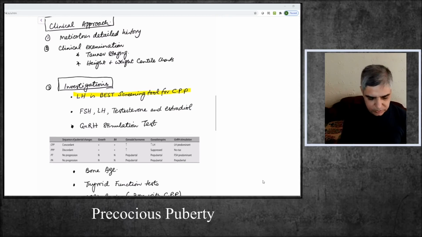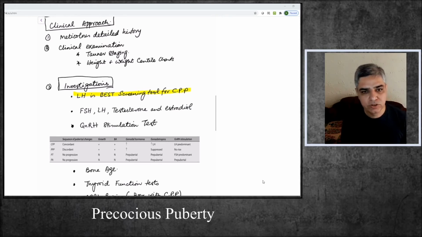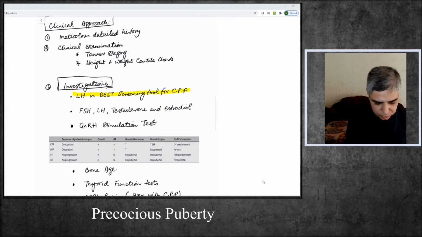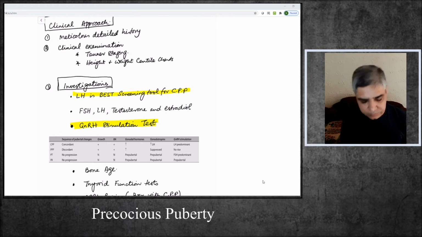And once you have done that, then the most important test to differentiate between central and peripheral, or in other words, gonadotropin dependent and gonadotropin independent precocious puberty, is the gonadotropin releasing hormone or its analog stimulation test. So this is the most important test to differentiate between central and peripheral precocious puberty.